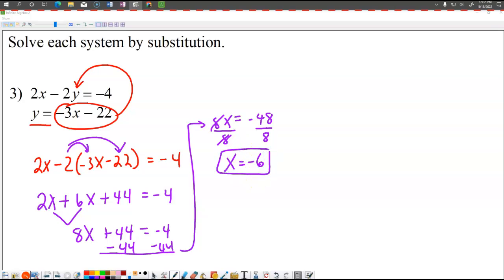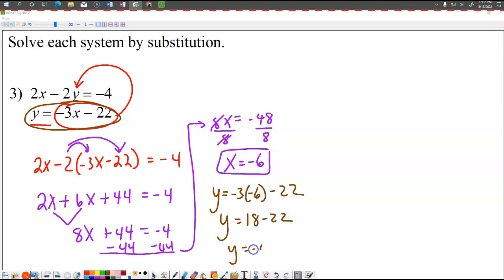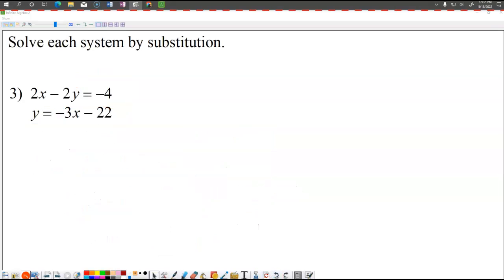And we get -6. And if you want to solve for the other variable, then you're going to go back to the original equations. You could technically pick either one, but it is easier to pick the one where the variable's by itself usually. And we're going to replace the x with what we found out x equals -6. So that leaves me with 18 minus 22, which is -4. So now I've got my x value and my y value, and that's the substitution method for solving a system of equations. All right, so there's one for you guys, and we'll move on to the next part.